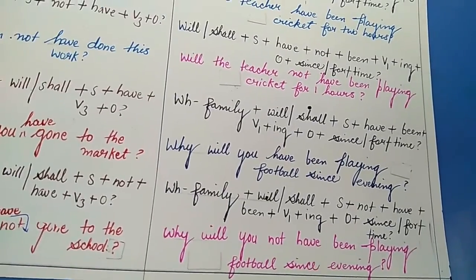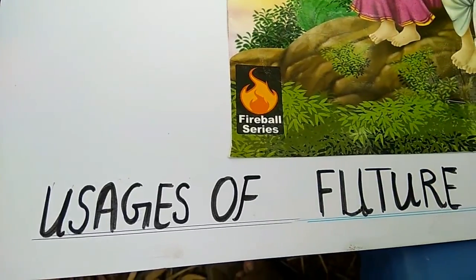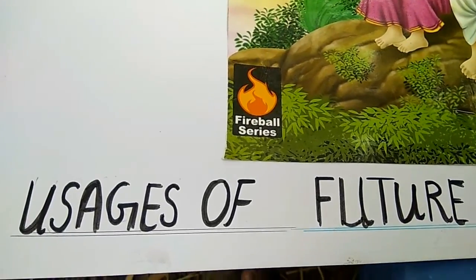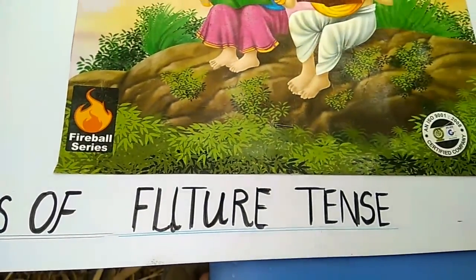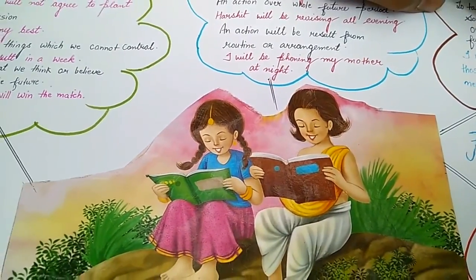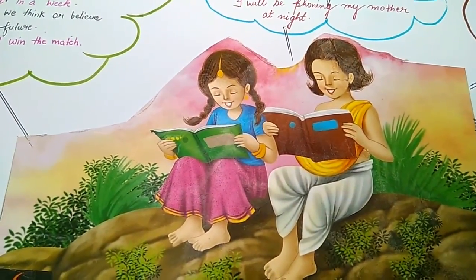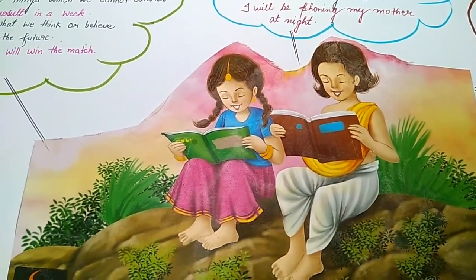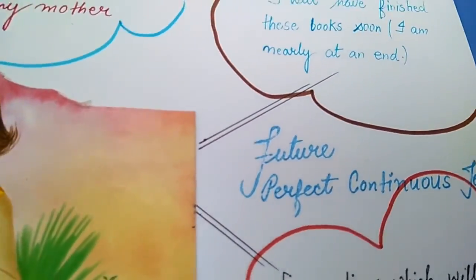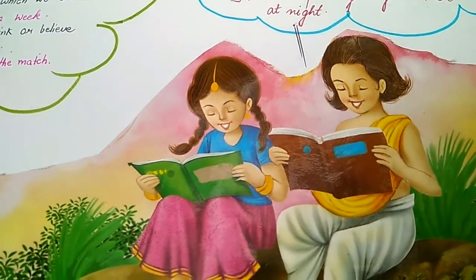Let us talk of the usages of future perfect continuous tense. So, is there any guideline for the usages of future perfect continuous tense? Let us look. Oh, we could locate here. These kids will be discussing what? They will have been discussing future perfect continuous tense for 5 hours in the jungle.